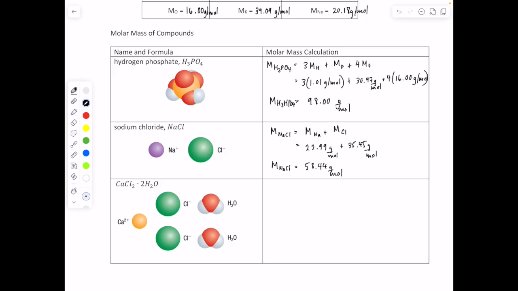Let's find the molar mass of calcium chloride dihydrate. So it's the molar mass of calcium plus 2 times the molar mass of chlorine plus 2 times the mass of H2O, and remember that H2O has 2 hydrogen and 1 oxygen.